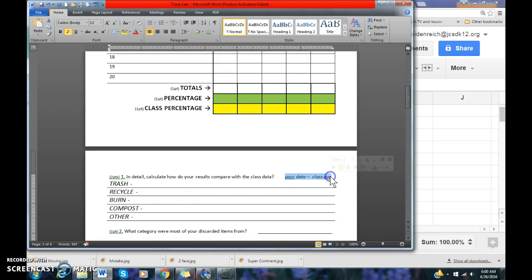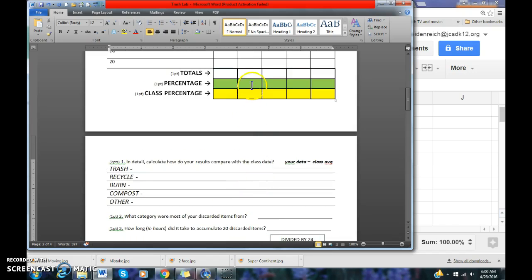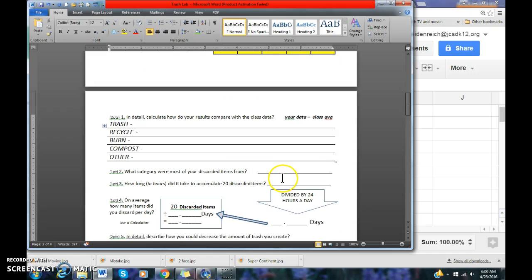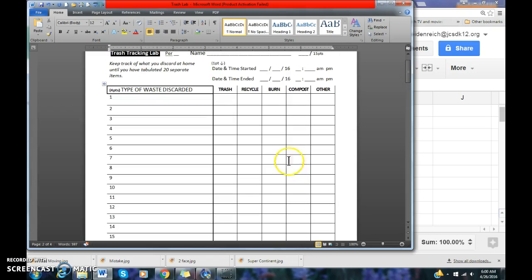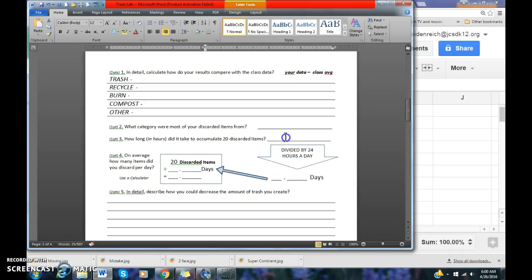So for each of these, you're going to say what percent more or less you did than the class. Your data minus class average. Now down here, which category were most of your discarded items from? So you just look at your totals, your percentages, which is your biggest number. That's easy. Here, how long did it take you in hours to get 20 discarded items? Well, you've got to look at your start and end time, and you've got to convert your days and hours to just hours. So 24 hours in a day, plus however many extra hours you had. That total number of hours goes here.